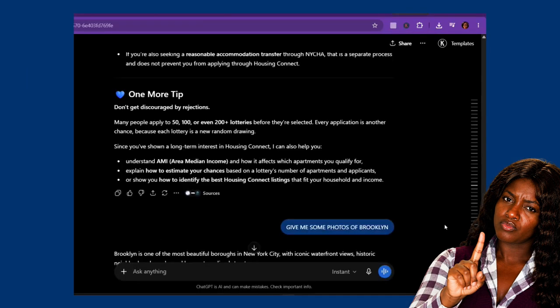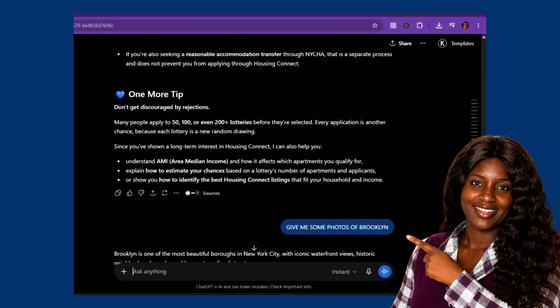And guys, as you can see, there is one more tip here. Don't get discouraged by rejection. I got rejected maybe about 3 or 4 times simply because I didn't fit the requirements. I didn't fit the criteria. I didn't make enough money to get the apartment. So it states here, many people apply to 50, 100, or even 200 plus lotteries before they get selected. I know that's a big number when you think about it, but if you're serious and you're really trying to get one of these units, then you've got to keep applying.